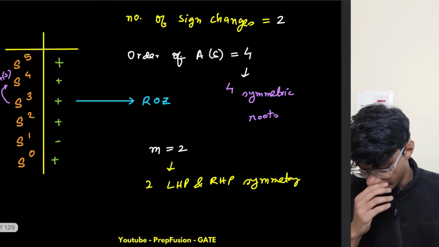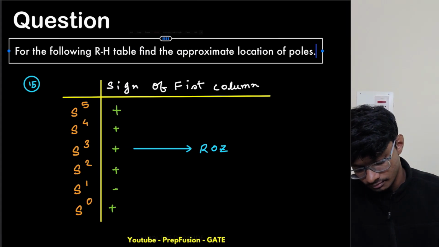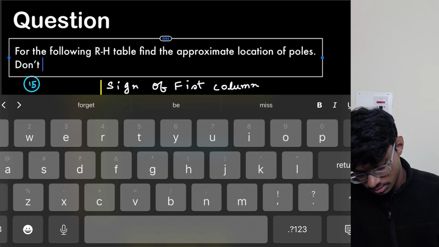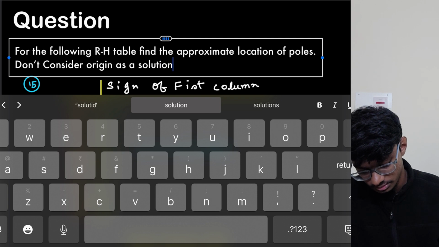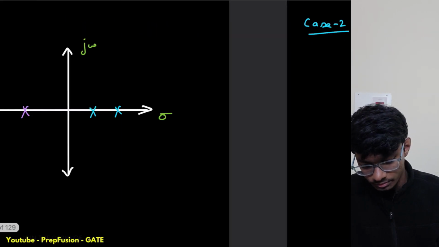So in the question itself I will write that don't consider origin as a solution. Then this will make the question more precise. Okay. So yeah, I hope that cleared you out.